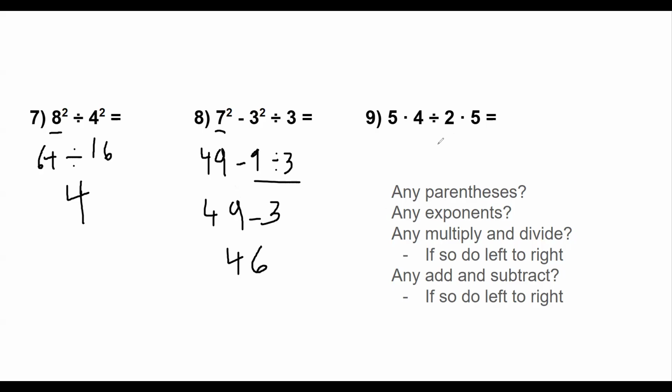All right, number 9. Number 9 is a really tricky one. Any parentheses? No. Any exponents? No. Any multiplying dividing? Yes. So you go left to right. So watch this. 5 times 4 is 20. 20 divided by 2 is 10. So you got to do division next. And then 10 times 5 is 50 because you got to go left to right. There are no parentheses there to separate things. And there you have it. So there's your basic video on introduction to order of operations.